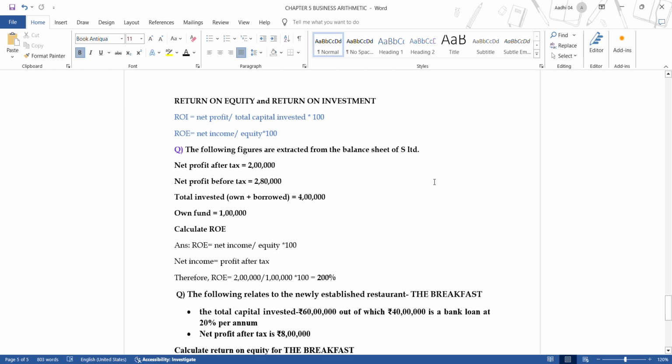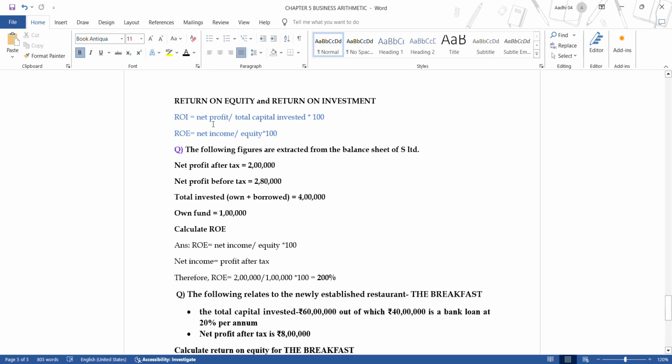Now the formula of return on equity is net income by equity into 100. It is in percentage. Now return on investment is net profit by total capital invested. Total capital invested means equity plus borrowed plus preference shares, if there are preference shares in your question. So that is net profit by total capital invested into 100. Now net profit means net profit after tax.